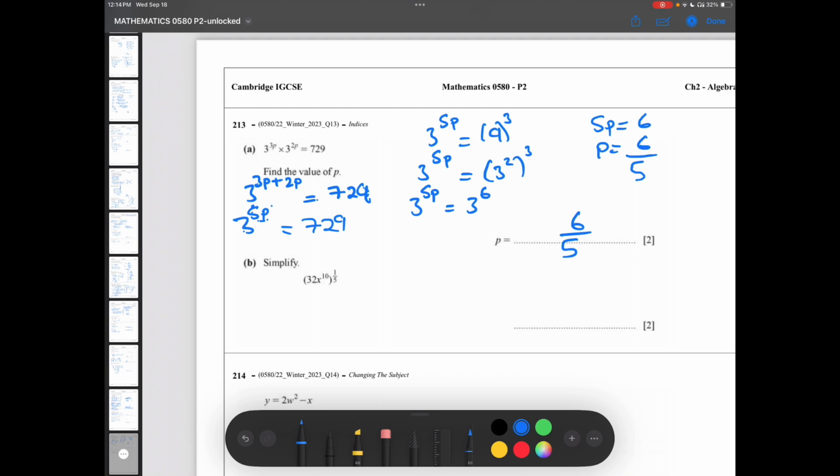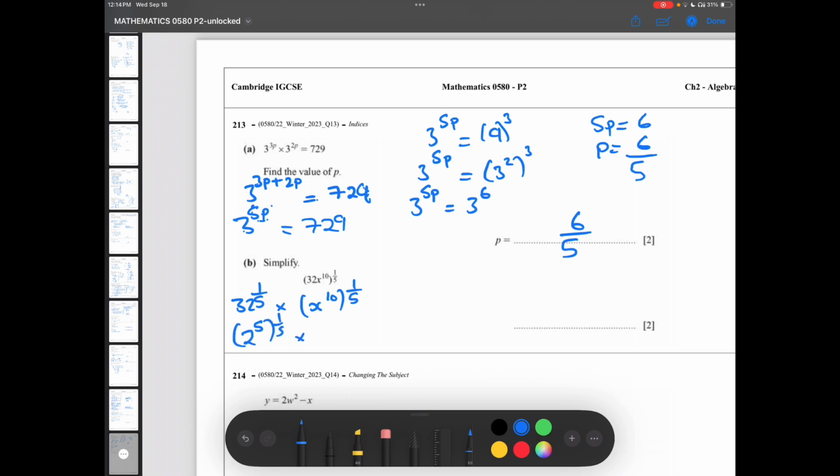Now in part B it says 32 x to the power 10 whole to the power 1 upon 5. So according to the law of indices, 1 upon 5 will be applied to both 32 and x to the power 10. So it becomes 32 to the power 1 upon 5 multiplied by x to the power 10 to the power 1 upon 5. So 32 means 2 to the power 5.